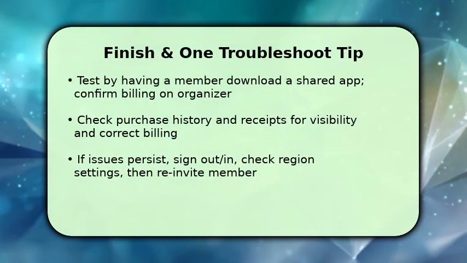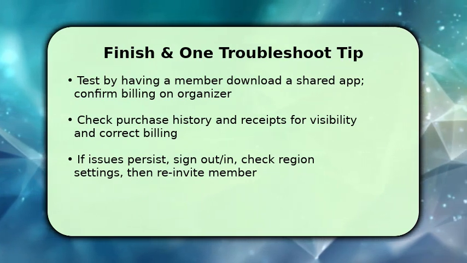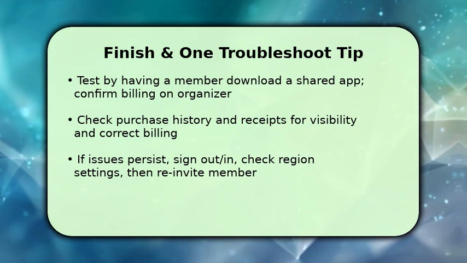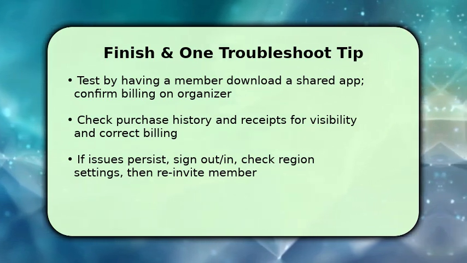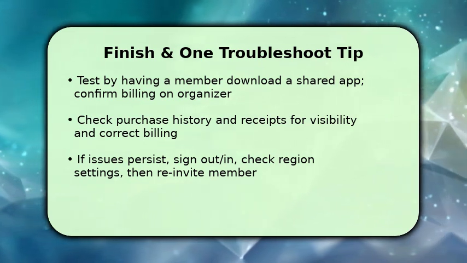To finish, perform a test. Have a family member download a shared app or make a small in-app purchase and confirm the organizer's payment method is charged. Once done, check the organizer's purchase history and the member's App Store purchases for visibility.